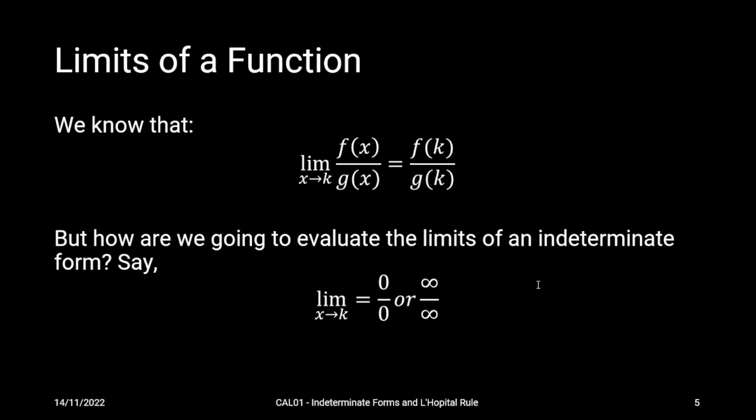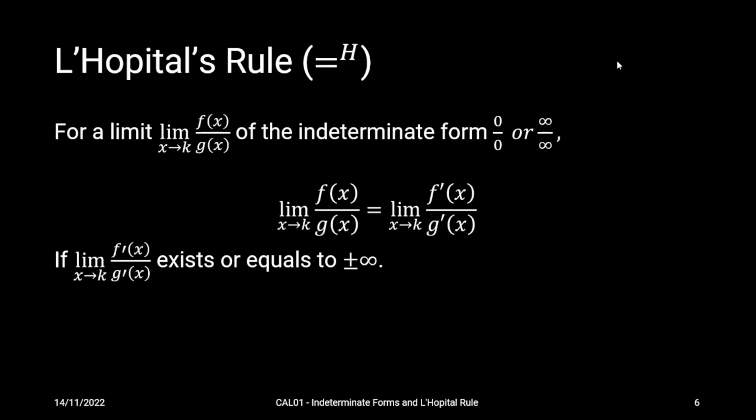So, let's have limits of a function. Review tayo ng kaunti sa limits of a function. So, we know that the limit of the function f of x over g of x as x approaches k, substitute lang natin yung k sa x. Then, we will have our f of k over g of k. But, paano kung yung f of k over g of k natin is equivalent to 0 over 0 or infinity over infinity? So doon pumapasok yung tinatawag natin na L'Hopital's rule.